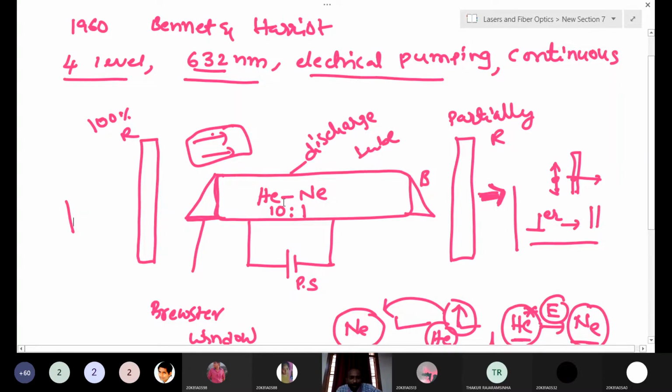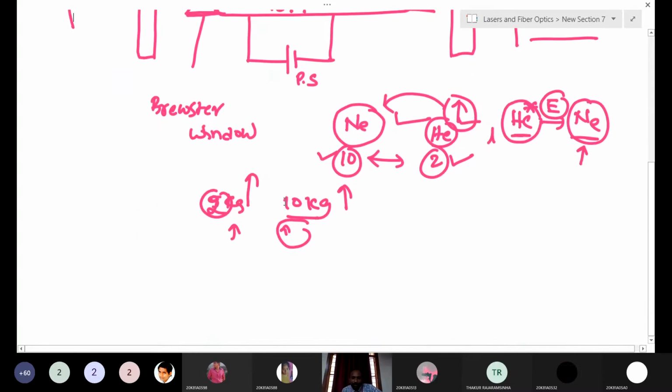Now we'll see the energy level transitions. Suppose polarized means light generally propagates in three directions, x, y, z direction. Polarized means only one type of component will be allowed, suppose x component or y component. Okay, that is what polarized light means.